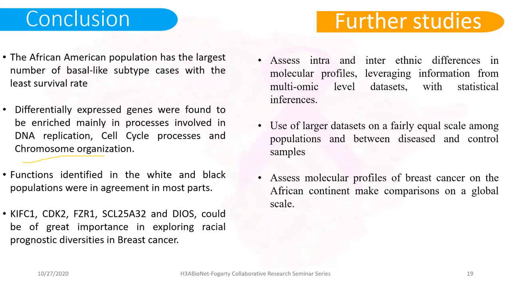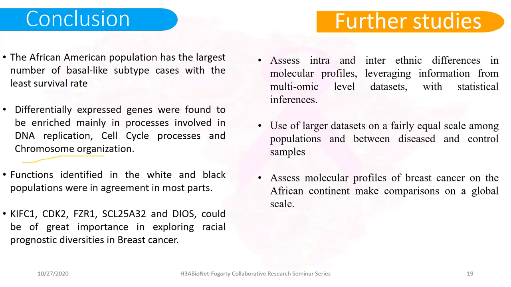to the other populations. We also identified that the differentially expressed genes identified within the data sets were mainly enriched in processes involved in cell cycle processes, DNA replication, and chromosome organization. And then we also noted that although the functional terms identified in the white and the Black populations were in agreement in most parts, there were still some distinctions within the gene level, that is the expression level of the genes, and the actual genes that were being enriched in those terms.